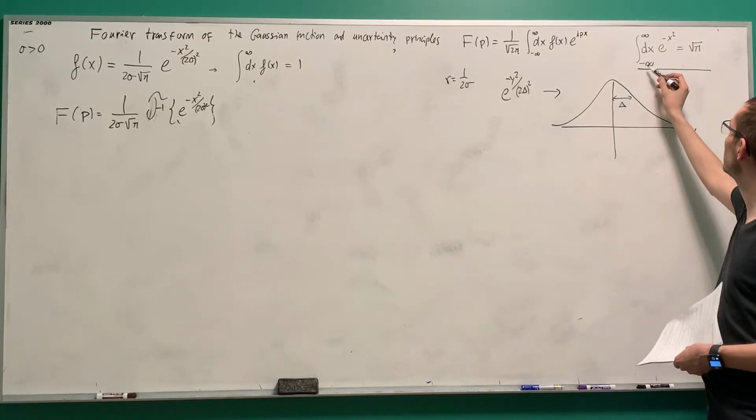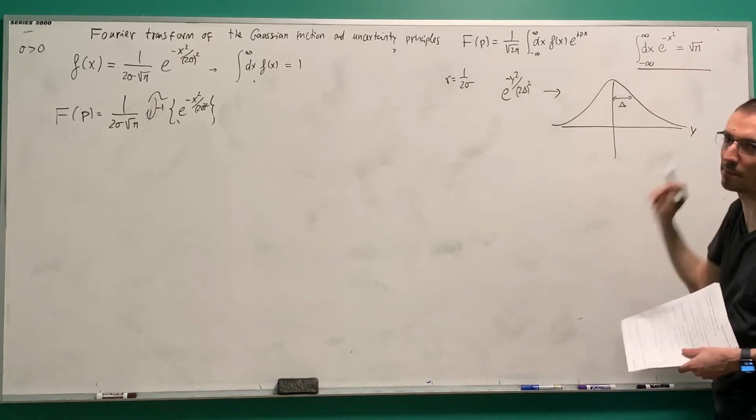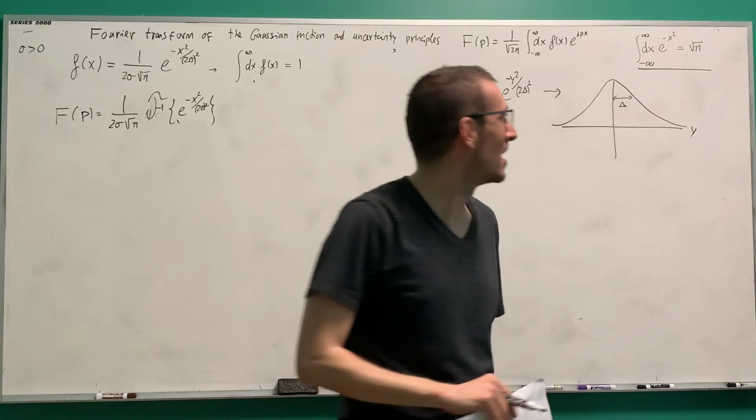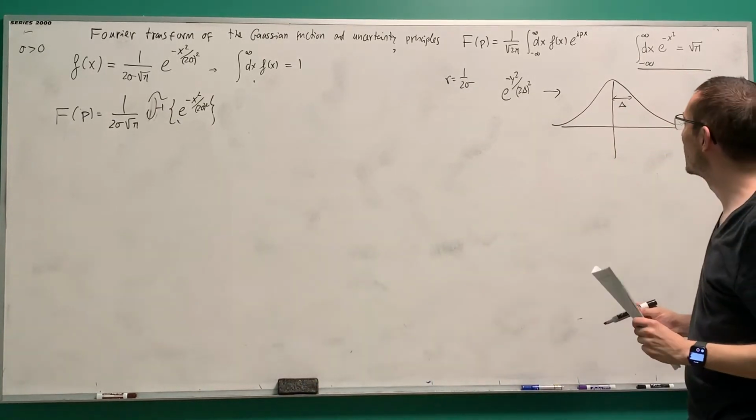This is a given: the integral from minus infinity to infinity of e to the minus x squared is square root of pi. You can check it, and you can do it yourself to practice, okay? But this is something that we're going to use as a result here for this exercise.